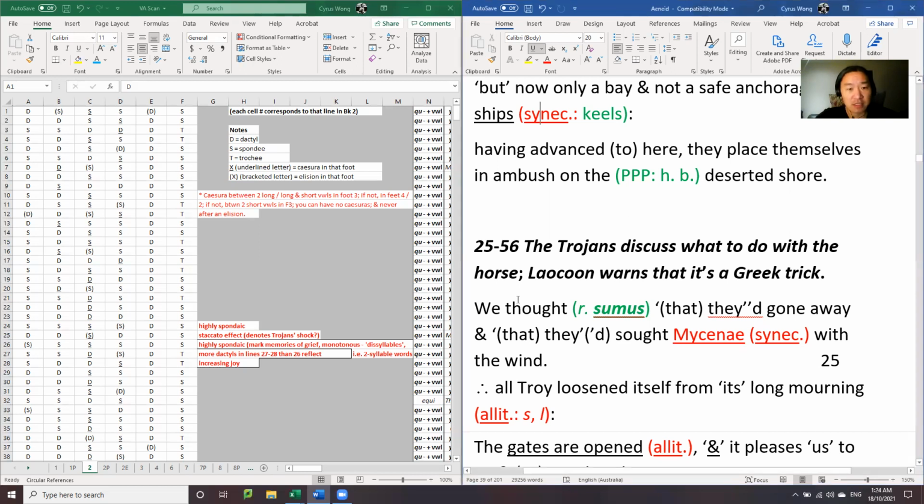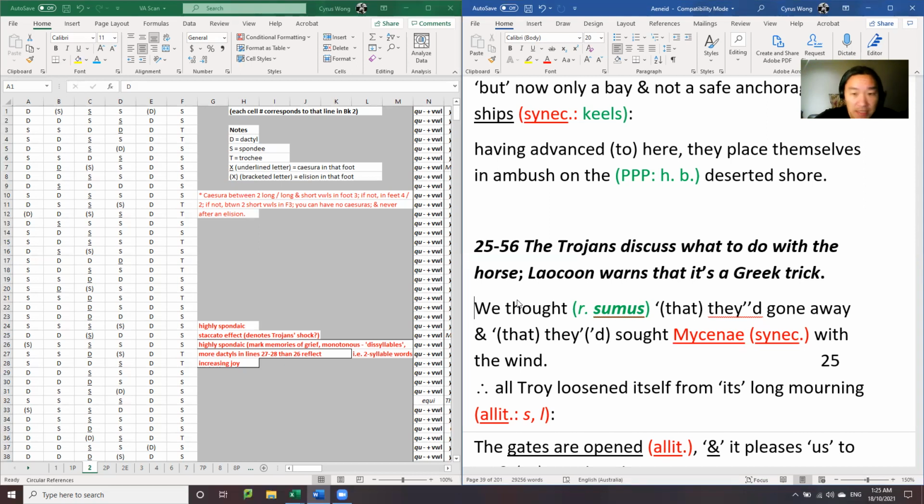Staccato effect denotes the Trojan shock, perhaps. So you just got to know the translation generally. This is the shock that the Greeks have gone through after 10 years of laying siege. So staccato, very short, sudden sounds, can denote the Trojan shock. So line 25, there's just a lot of short words: nos, rati, et, vento. So you're looking for a lot of spaces in the line, not big long words.